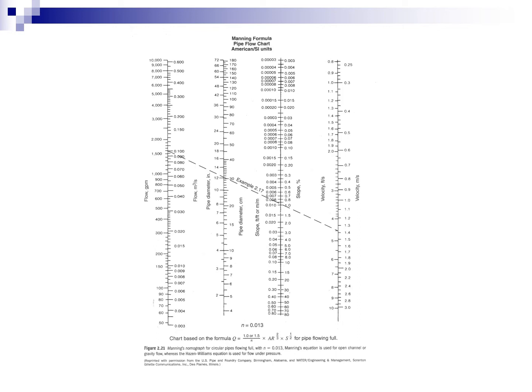So if I know my flow, and then let's say I know the slope that I'm installing this pipe in, I could then draw a line between those points, and then I could actually size the pipe.